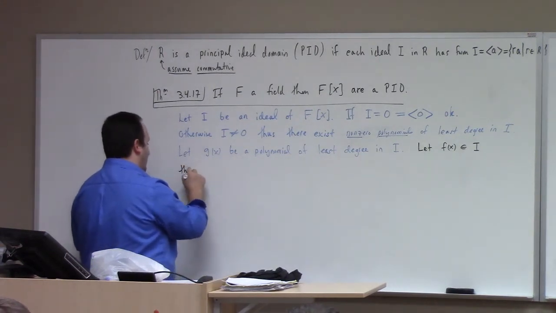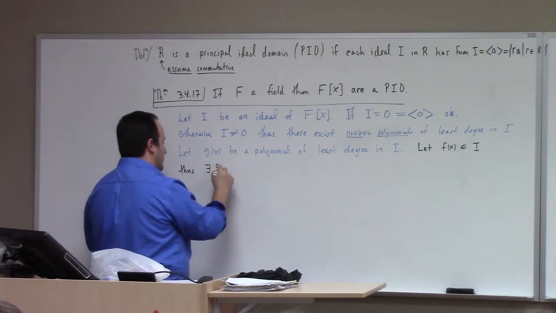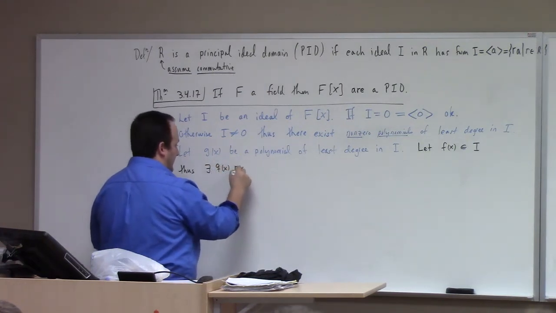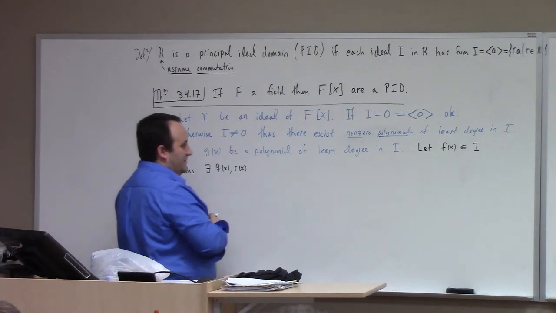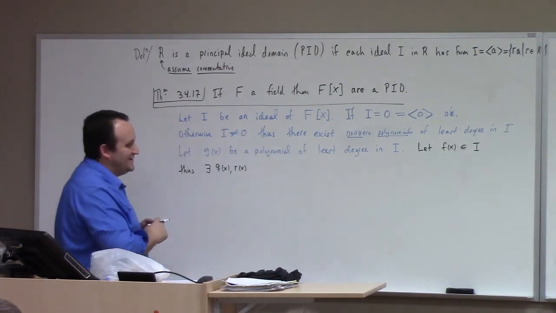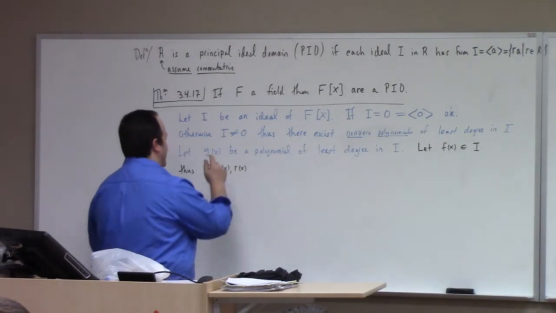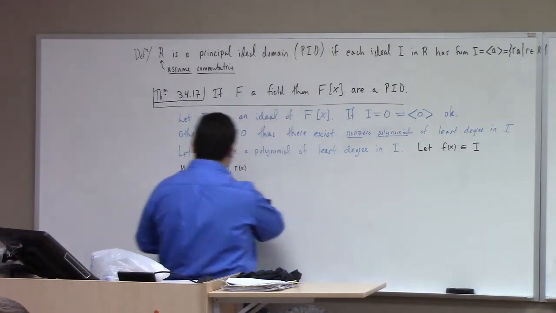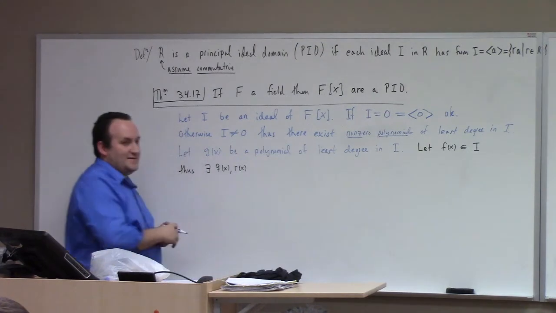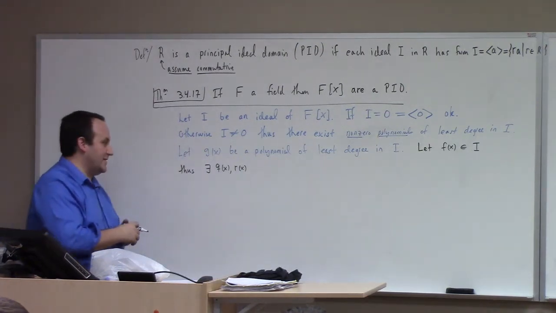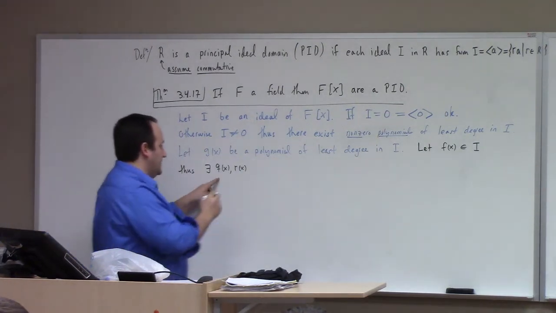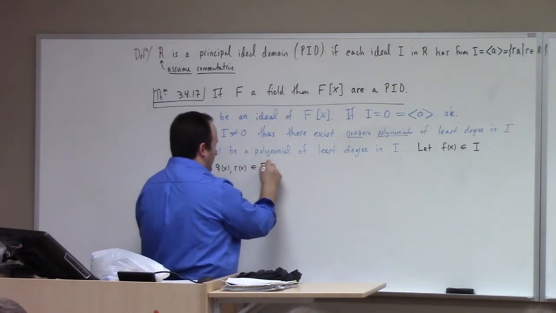Thus, there exists q of x and r of x. You know what, I'm starting to regret writing of x. You see why we shouldn't write of x? Look at how many extra of x's I've written in this proof alone. So many. But it's a bad habit I have a hard time getting out of. Anyway, there exist these polynomials, right?